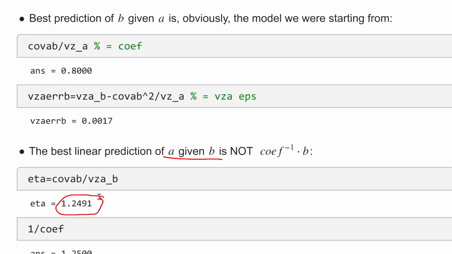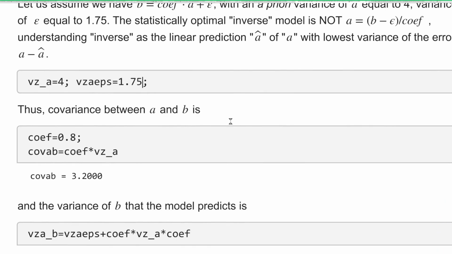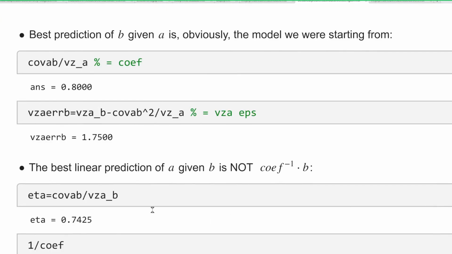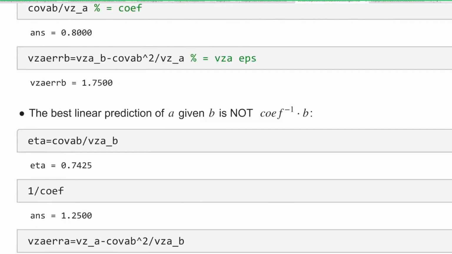But if my signal to noise ratio is not so good, back to the same numbers, then the statistical inverse is no longer similar to the algebraic inverse. And I get 0.74 instead of 1.25. Another way of seeing that 1.25 is not the optimal statistical model is the following.